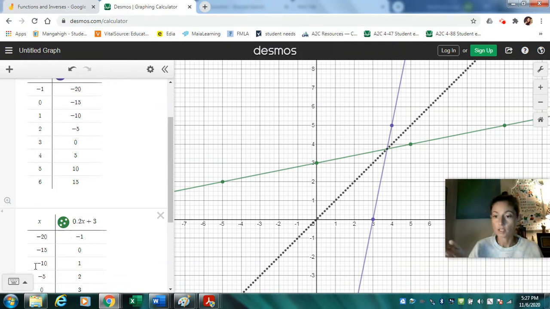So again, that's how you can tell that this is an inverse function. It's going to have opposite x and y values, which is the definition of inverse functions. And a cool feature is that they reflect over this line, y equals x. They make a mirror image.